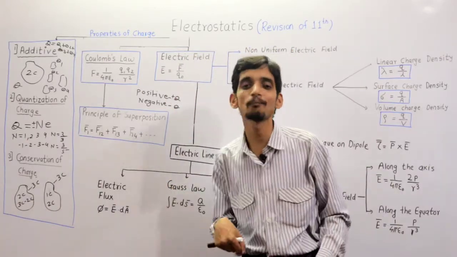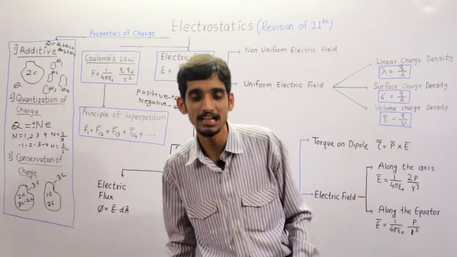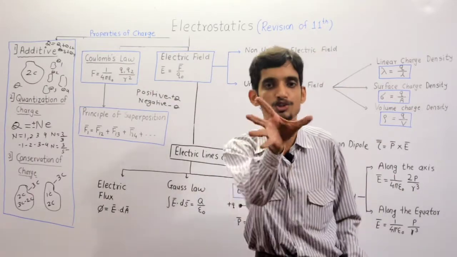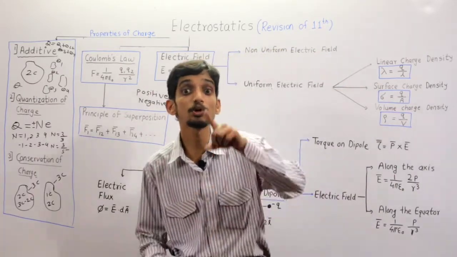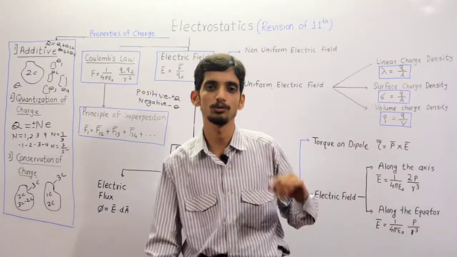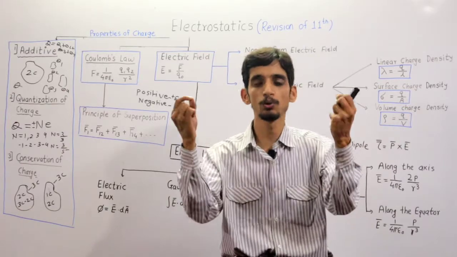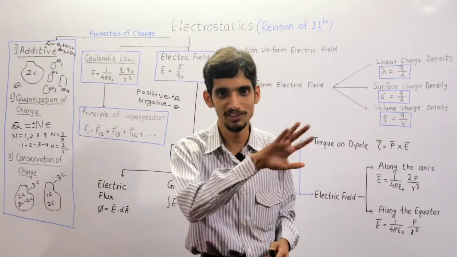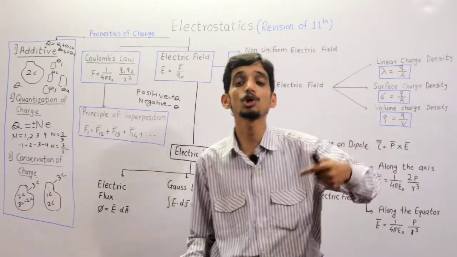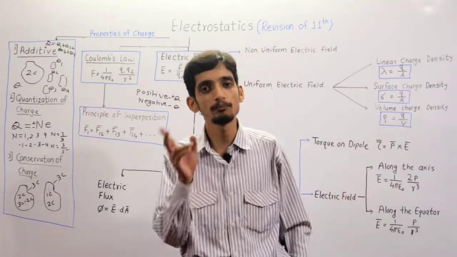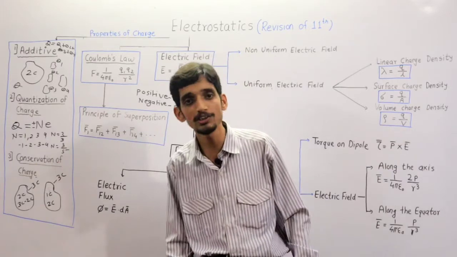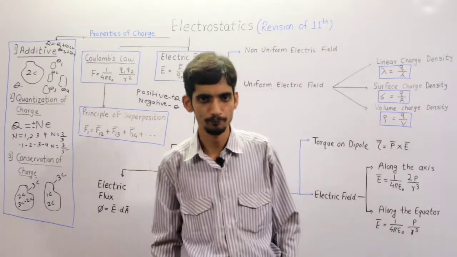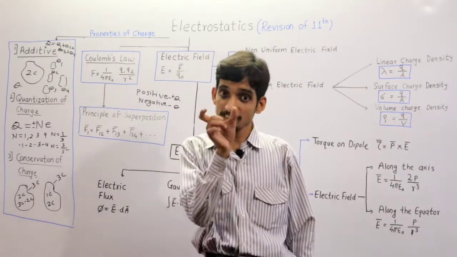So when two point charges q1 and q2 are separated by a finite distance r, then definitely there will be a force. Clear? What is the nature of that force? Either attractive or repulsive. It is attractive when the two charges are unlike, which means Q1 is positive and Q2 is negative, or Q1 is negative and Q2 is positive. Clear? And the force is repulsive when both charges are like. It means Q1 is positive and Q2 is positive, or Q1 is negative and Q2 is negative. Then that force is repulsive. Clear? This is the nature of the force.